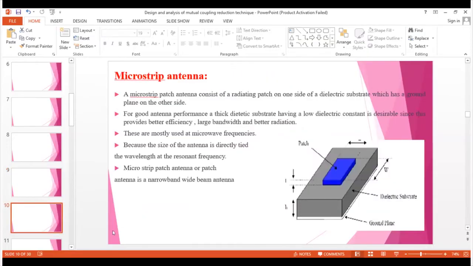What is a microstrip patch antenna? A microstrip patch antenna consists of a radiating patch on one side of a dielectric substrate, which has a ground plane on the other side. For good antenna performance, a thick dielectric substrate having a low dielectric constant is desirable, since it provides better efficiency, larger bandwidth and radiation. The size of the dielectric is related to the wavelength of the resonant frequency. A microstrip patch antenna has a narrow bandwidth and beamwidth.